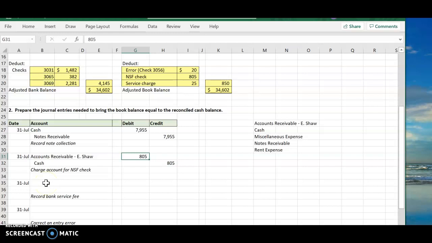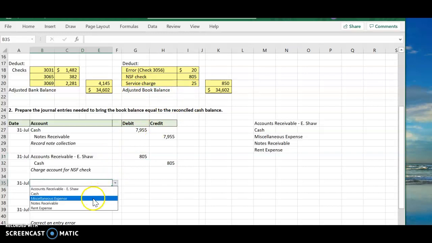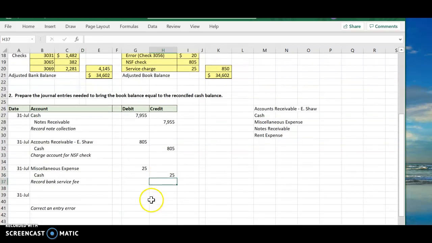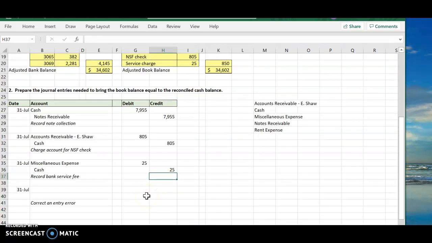The next one we have is recording that bank service fee. So that was our service charge for $25. In that one, it tells us in the problem to debit miscellaneous expense. So that's what we'll do. We'll debit miscellaneous expense and we'll credit cash for the $25. Many companies also have an account just called bank charges. So if they do, that's what you would use.